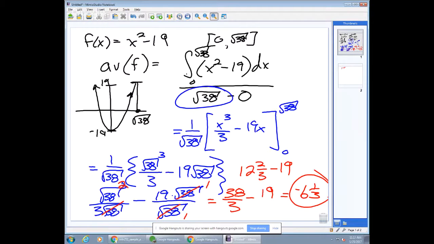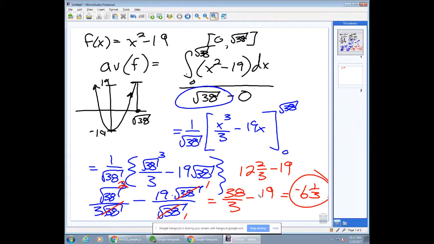Taking a look at this problem right here. Those of you looking at this on YouTube later, you want to pause it here. We were finding the average value of this function on the interval from 0 to the square root of 8. So here's my work running through that.